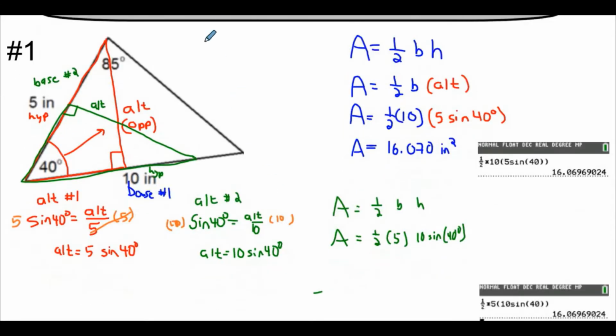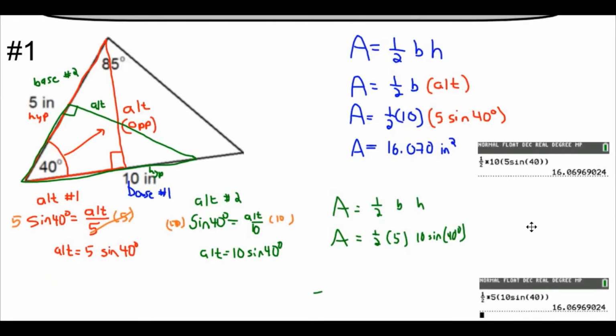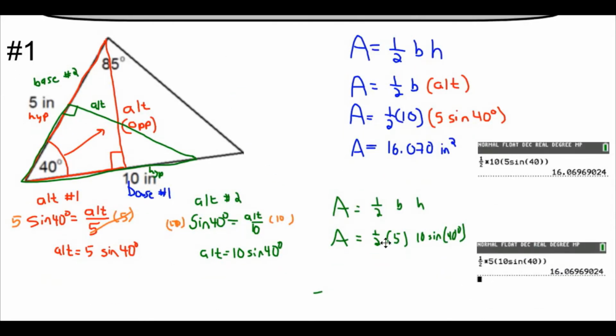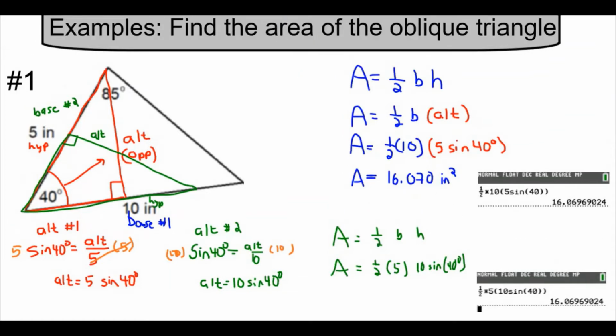And when I type that into the calculator, I get the exact same thing I got earlier. So that's really cool, right? 5, 10 sine 40 is the same as the other one. It is finding the area of the same triangle. So if you really want to strengthen your skills, why not try to see if it worked from a different perspective? Very important as we move forward that these answers are the same. Even though I used a different altitude, it is the same triangle.